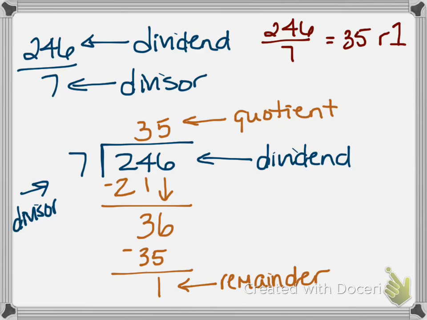Remember, when you get a remainder, that means that 7 here, in this case, is not a factor of 246 because we got a remainder. The remainder should be 0 if 7 is going to be a factor of 246. So that's just a little refresher for long division. Let's see how it's related to dividing polynomials.